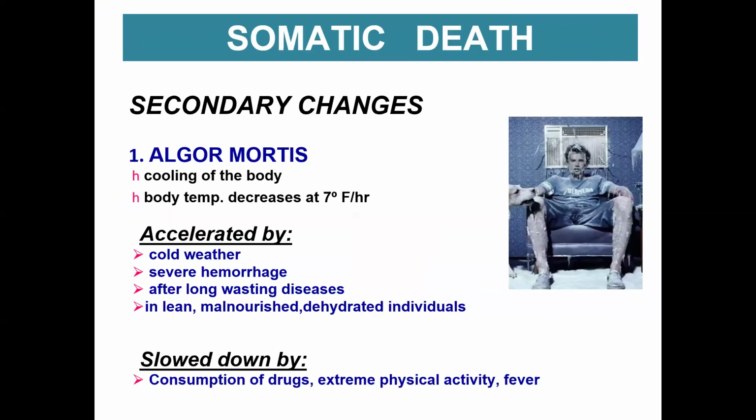Secondary changes for somatic death: you have your algor mortis. Basically, this is the cooling of the body, a decrease in temperature. The body temperature decreases at 7 degrees Fahrenheit per hour. This is accelerated with cold weather, severe hemorrhage, long wasting diseases, and in lean, malnourished, and dehydrated individuals. This is slowed down by consumption of drugs, extreme physical activity, and fever.